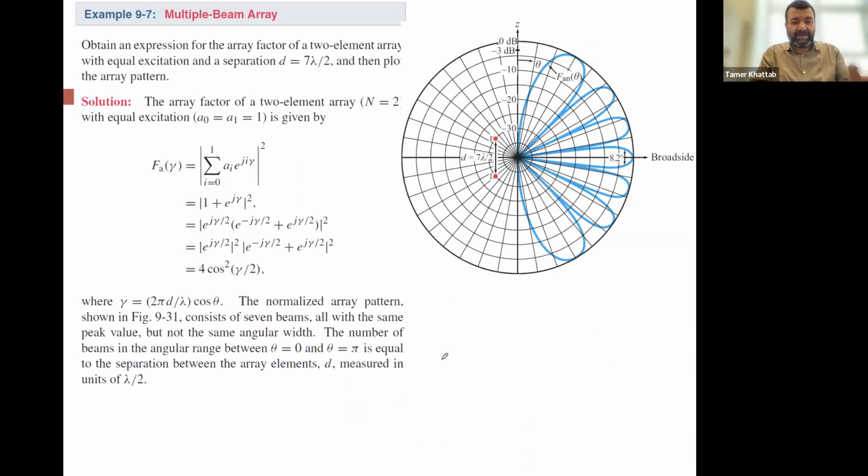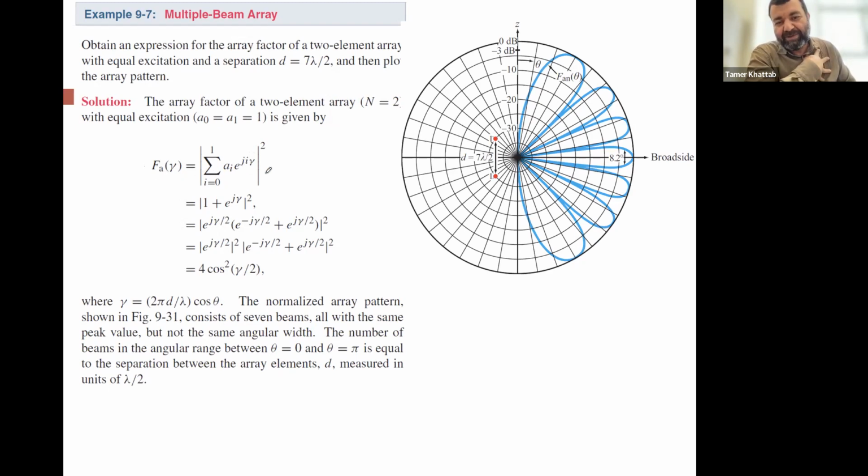Okay. This is again another example solved for the array factor calculation. It tells you that you have a two-element array represented by those red dots, right? And they are separated by a distance 7 lambda over 2. So N is equal to 2, and d is equal to 7 lambda over 2. That's the distance between the two elements. And it asks you, for this particular configuration, what is the array factor? So regardless of the antenna itself, you just need to calculate FA, the array factor.